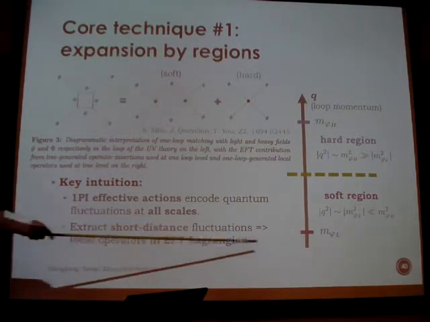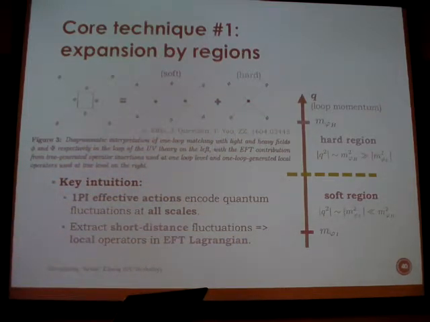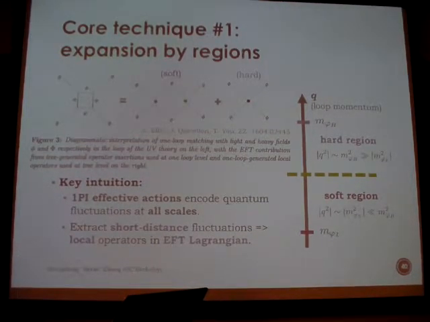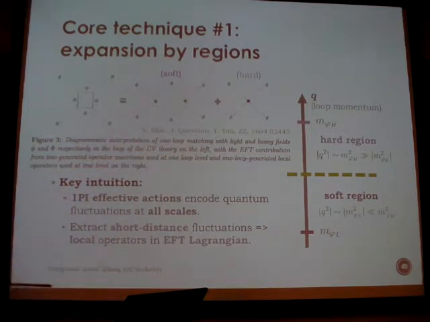And that's also why we integrate over the entire momentum space if we want to compute the 1PI effective action. But the EFT action is asking for some different information. It's really what is the local piece in the low energy Lagrangian. And for that, we only need to extract the short distance information from the 1PI effective action. And that's why we take the hard region.